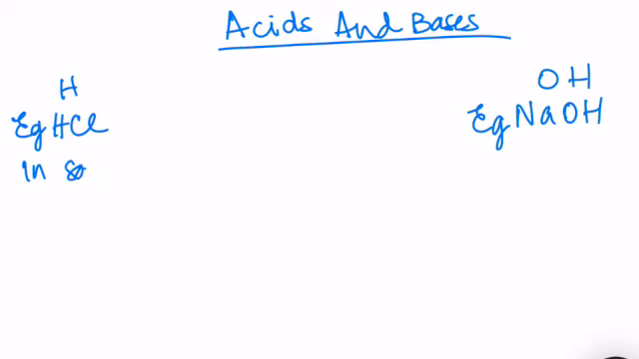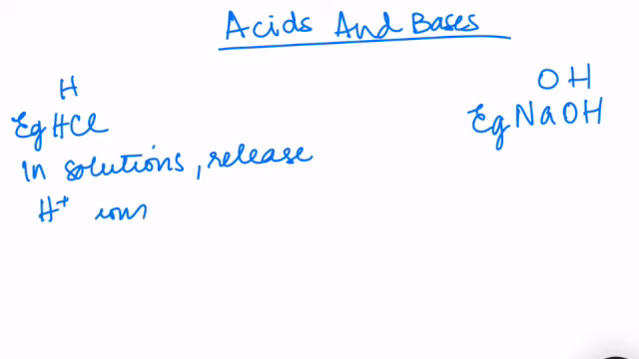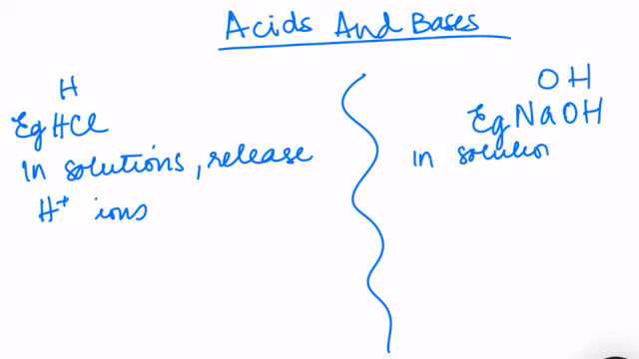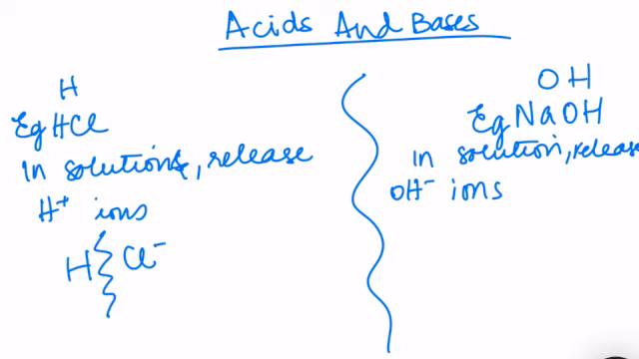So in solution, which means when they're dissolved in water, acids release hydrogen ions. And bases, when they are in solution, release hydroxide ions. And so if you look at the hydrochloric acid, HCl, it will break up into H and Cl, and it's releasing this hydrogen ion. Sodium hydroxide will break up, will dissociate, and it releases these hydroxide ions.